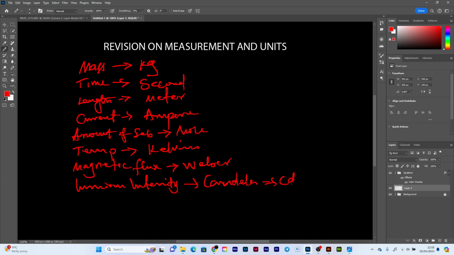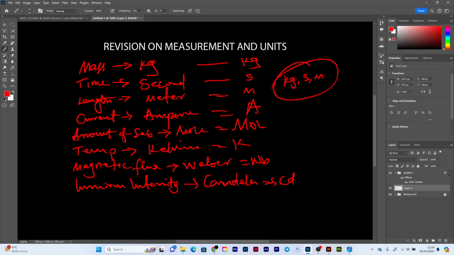So cd, Wb, K, mol, capital A, small m, and s, and this is what? kg. Sometimes in questions they can ask you which of the following is a fundamental unit. They might put it as kg, seconds, and what? m. This usually is part of the options, and this is going to be the right answer to your question, or kg, m, s, however they arrange it. But just know that these are the fundamental quantities.